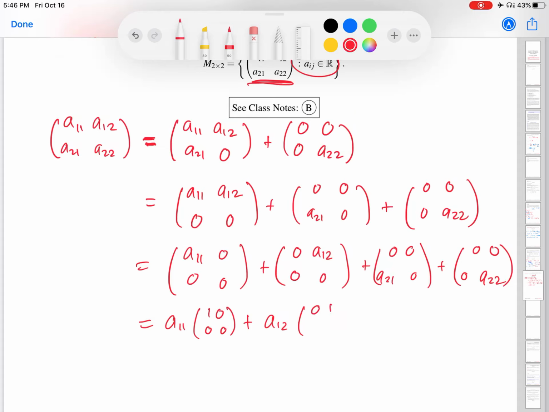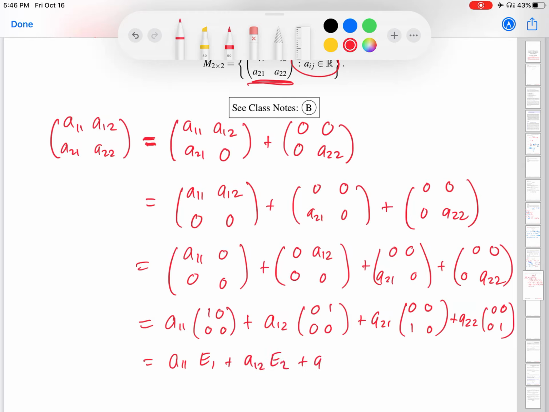A12 here, 0, 1, 0, 0. A21 here, 0, 0, 1, 0. And then A22, 0, 0, 0, 1. Okay? So now I'm going to call these matrices E1, capital E2, capital E3, and then capital E4.